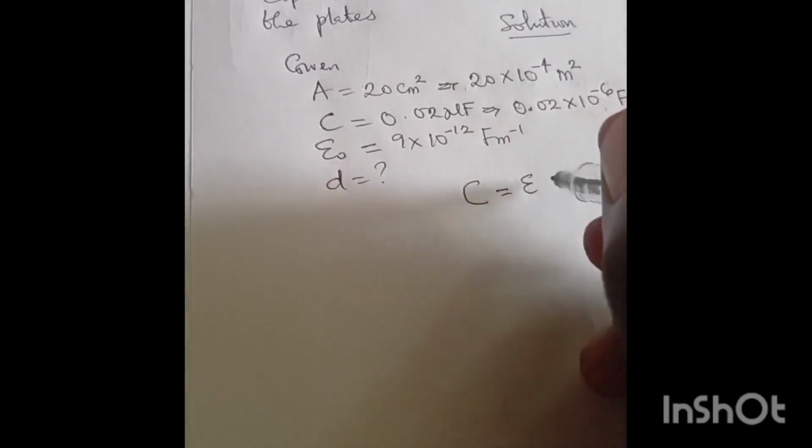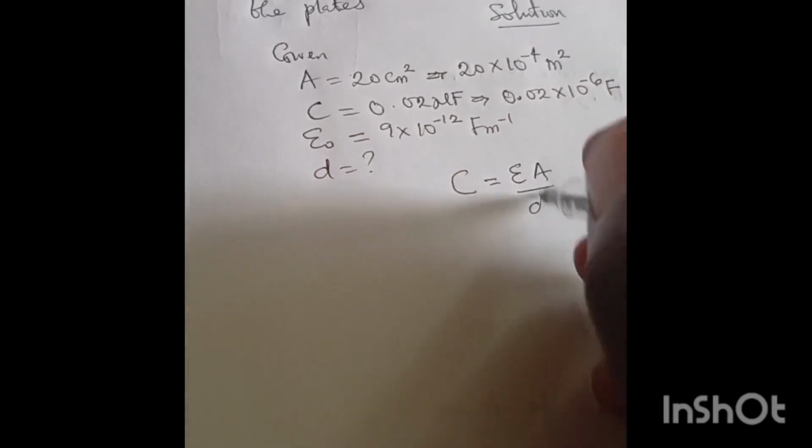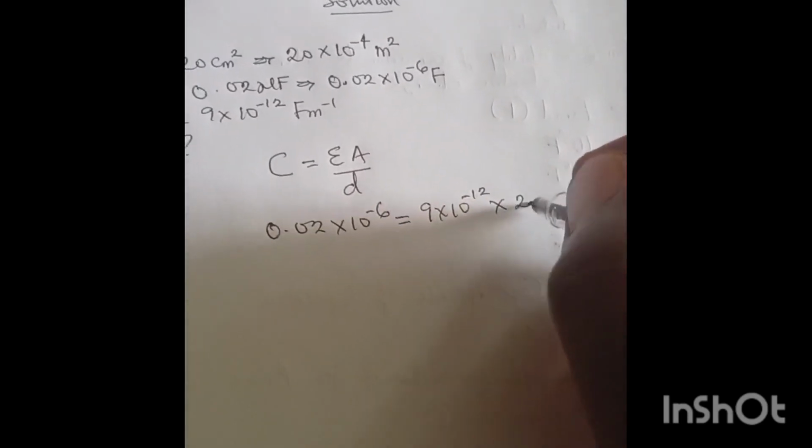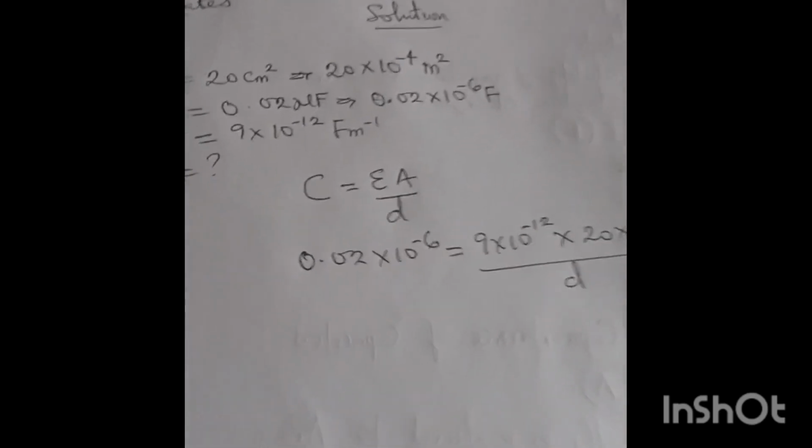Like how we have been taught, we know our formula is C equals epsilon A over D. Let me say that in a simple way you understand. And what's our C? 0.02 times 10 raised to power minus 6 equals 9 times 10 raised to power minus 12 times A, 20 times 10 raised to power minus 4, everything over D. Like I've told you, there will be one letter, one variable for you to find. This time around we are finding D.